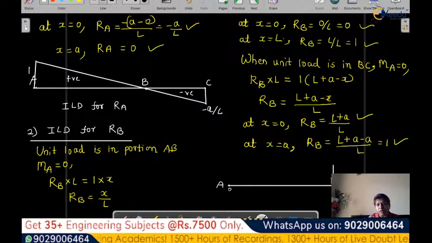And from here, when we do the calculation at X equal to 0, it is L plus A by L, and at X equal to A, because this is the A, it is 1. We have already drawn 1. Now here at X equal to 0, from this side, when the unit load was in this portion, that is L plus A by L. So let's draw that ordinate and connect these points.